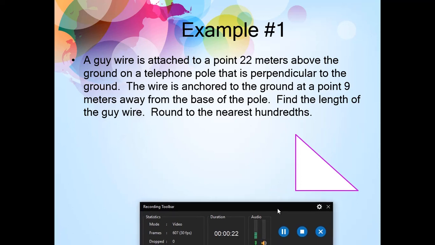All right, let's look at example number 1. It says a guy wire is attached to a point 22 meters above the ground on a telephone pole that is perpendicular to the ground. So I drew a triangle, so I'm going to have you draw that first, but the telephone pole is standing perpendicular to the ground. So this left side would be where my telephone pole is. The wire is anchored to the ground at a point 9 meters away from the base of the pole. So if this is the base of my pole, over here on the right is where it's anchored. Find the lengths of the guy wire, rounded to the nearest hundredths. So let me put some dimensions on my triangle.